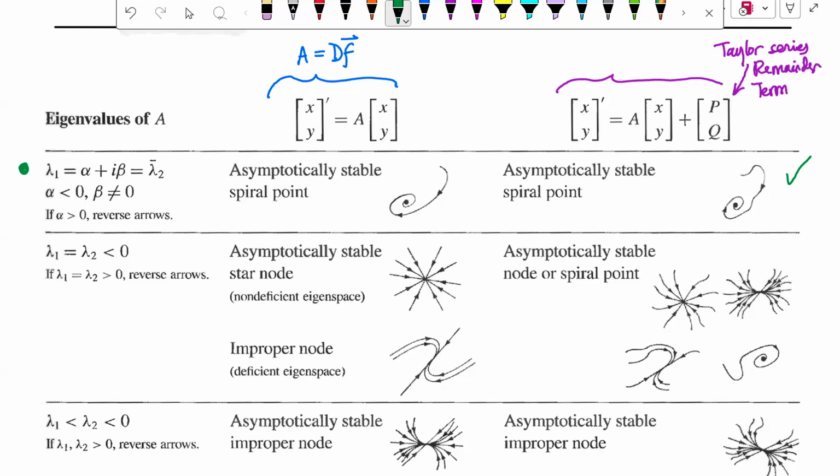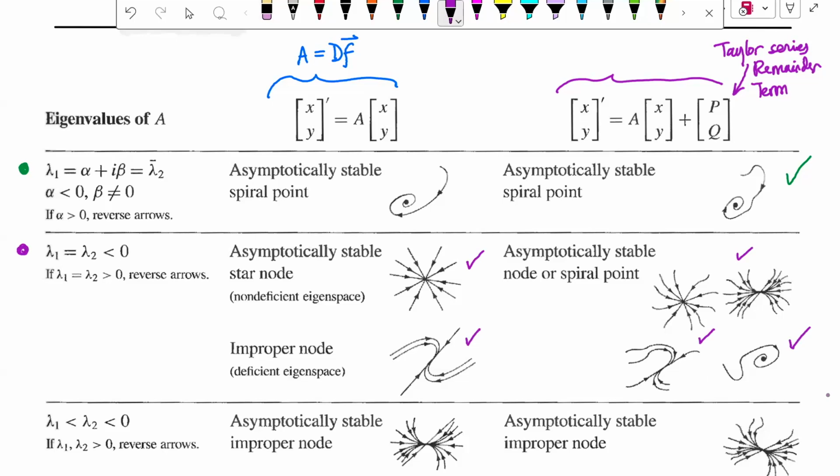So for example, if we look at the case of two negative real eigenvalues, we may have a star node or an improper node in the linearized case. And in the nonlinear case, that will have come from also star nodes or improper nodes, but there is a possibility that we also had a spiral. So we can see that there is a little bit of wiggle room. However, the stability characteristics still remain in both of these cases.